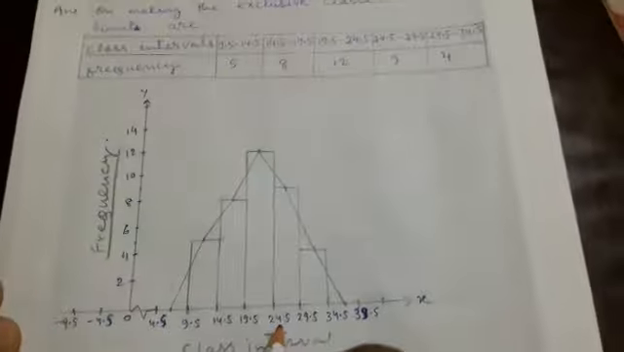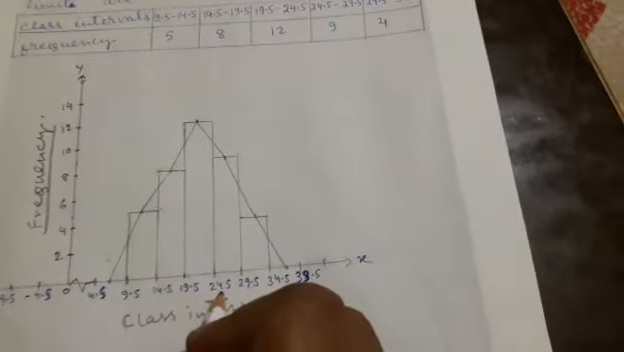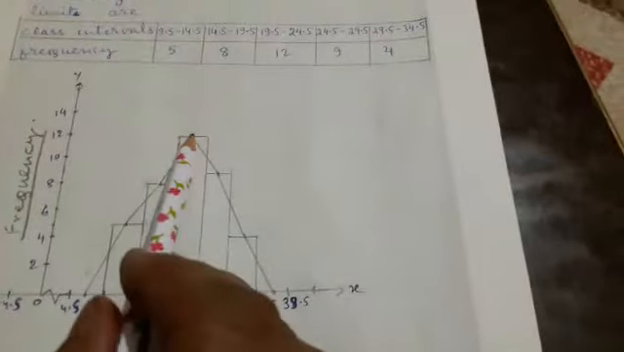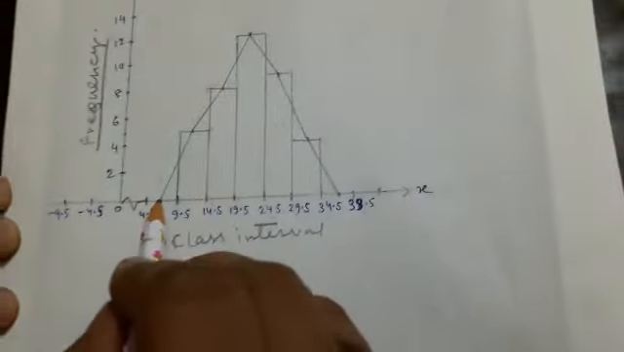And 19.5 to 24.5, it is given 12. Here 12. And then 24.5 to 29.5, it is given 9. And then 29.5 to 34.5, it is given 4. Like this we will make their rectangles, and then we will mark their midpoint.